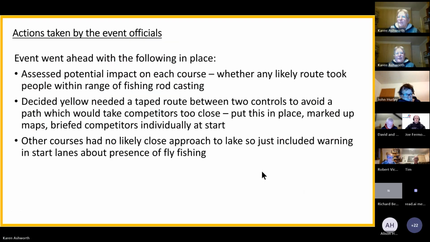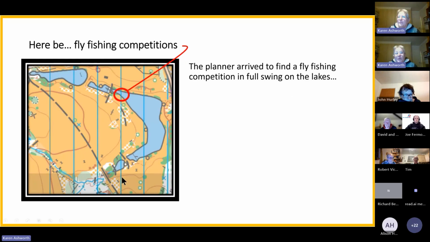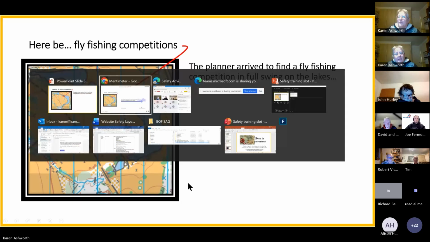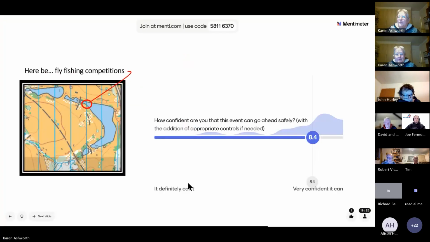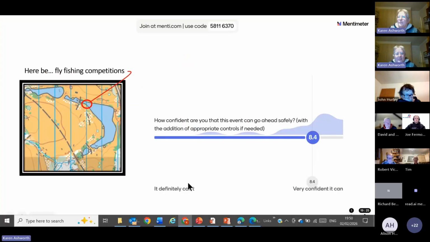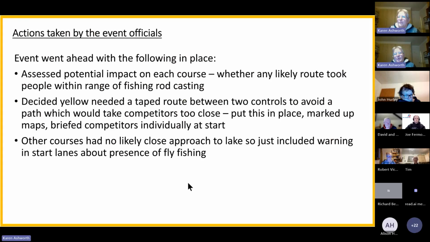So it went ahead. The planner assessed the potential impact on each course, whether any likely route took people within range of people who were casting with fishing rods. The yellow, which went along the path, came way too close to some of the fishing areas. And we put in place a taped route between two controls in order to avoid the path that we didn't want them to take.